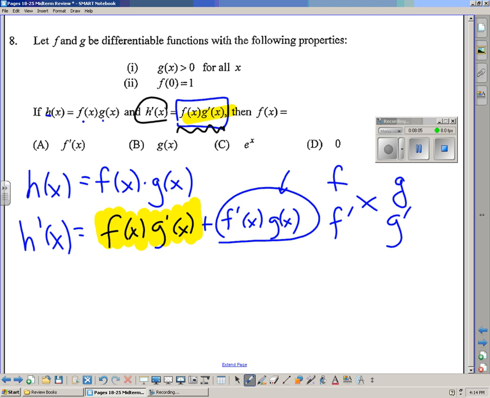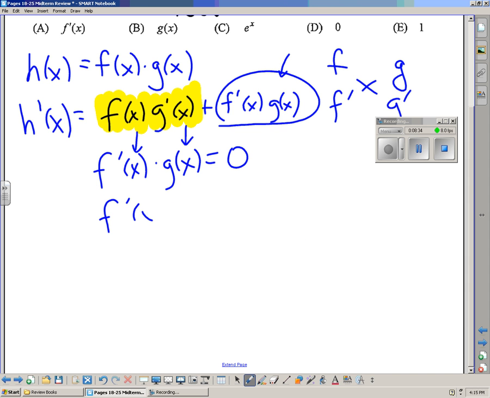Well, if that's the case, then this circle term, the f prime of x times g of x, must equal 0, because it's not part of the derivative formula, yet we know it's supposed to be. That means that part has to be 0. And then they told us g of x is always greater than 0. So the whole idea is now we want to solve f prime of x times g of x equals 0. Well, that would mean that either f prime of x is equal to 0 or g of x is equal to 0.